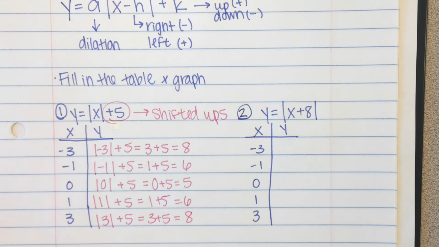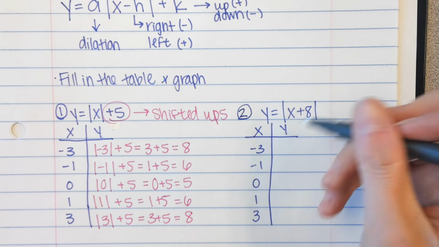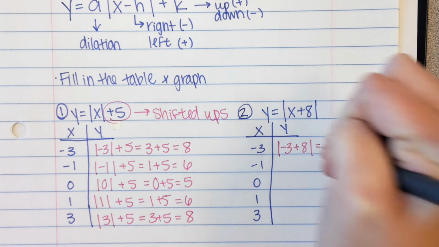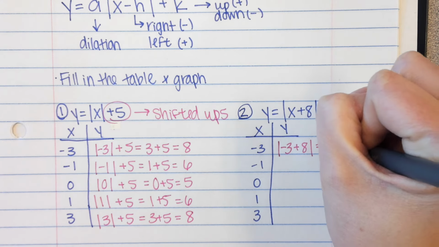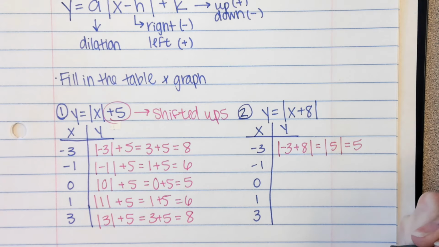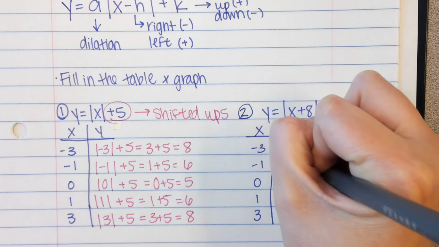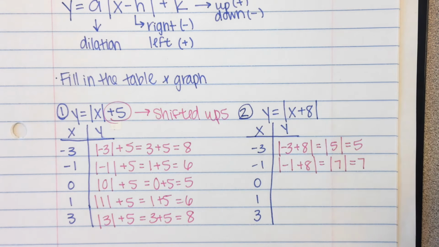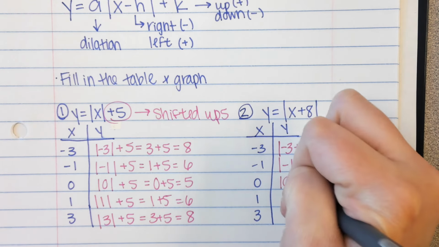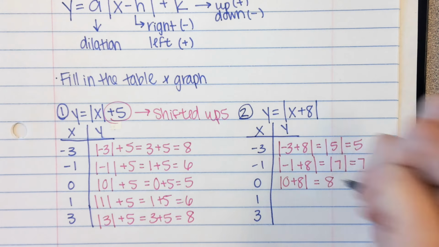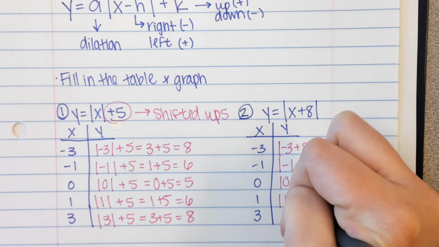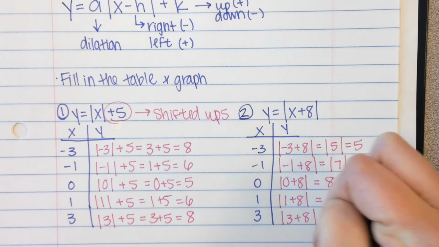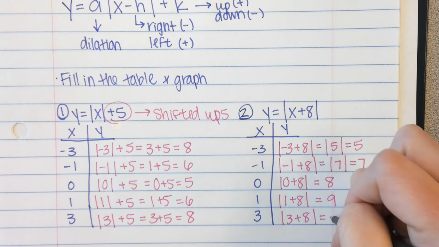Okay, here's number 2. We're going to do the same thing. We're going to plug that number in for x. So the absolute value of negative 3 plus 8. Negative 3 plus 8 is the absolute value of 5, and that's just 5. The absolute value of negative 1 plus 8 is 7. And then 0 plus 8, the absolute value is just 8. The absolute value of 1 plus 8 is 9. The absolute value of 3 plus 8 is 11.